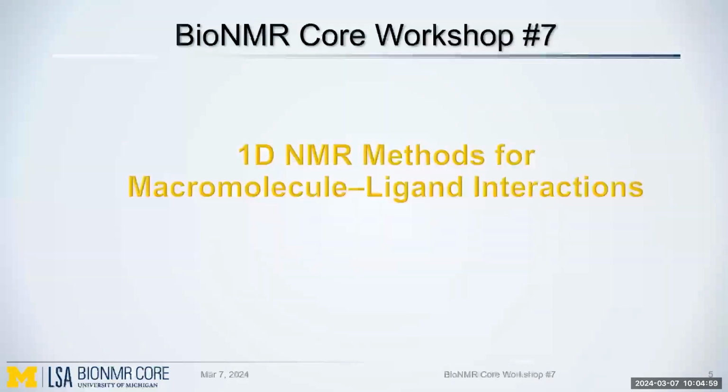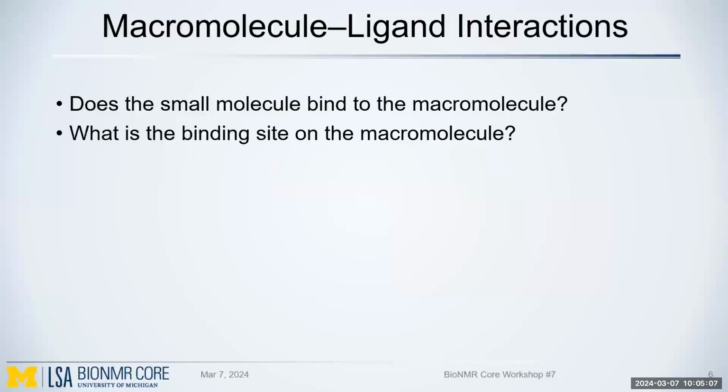And now we'll move on to our topic on 1D NMR methods for macromolecule ligand interactions. So when studying macromolecule ligand interactions, the most important 2 questions you may have are, does the small molecule bind to the macromolecule? And what is the binding site on the macromolecule? NMR is a very powerful technique that can be used to answer those 2 questions.